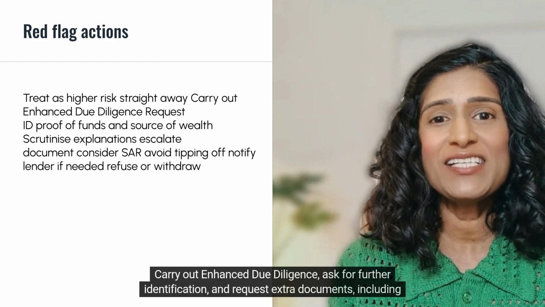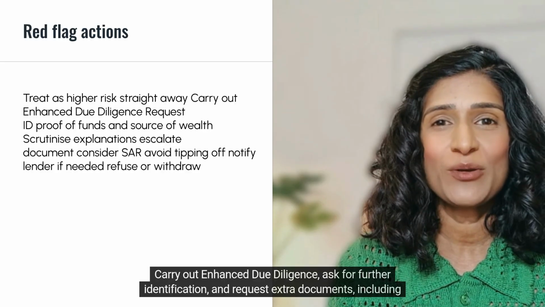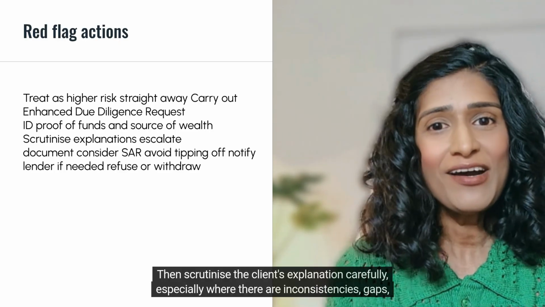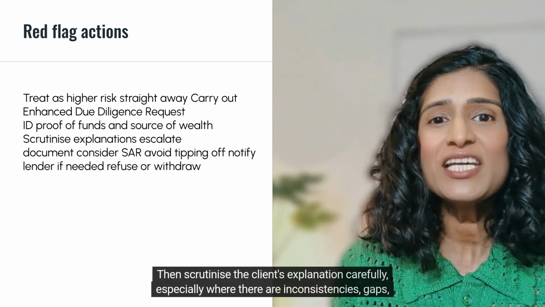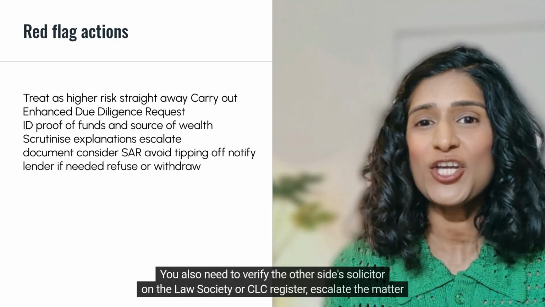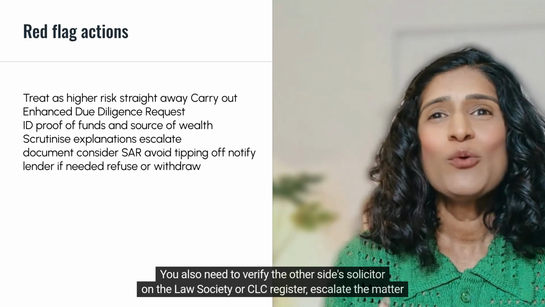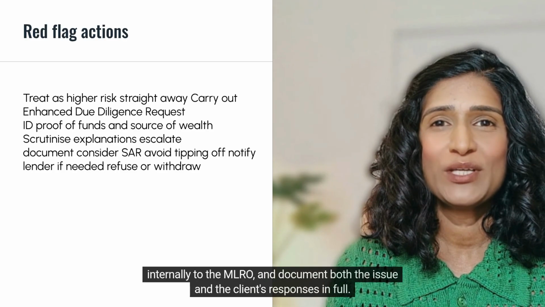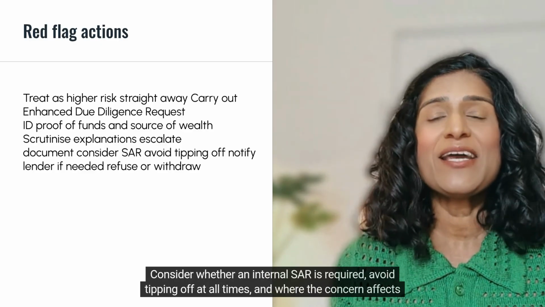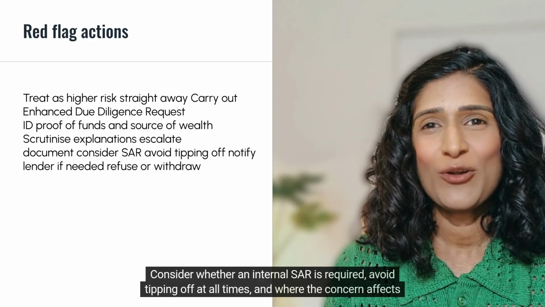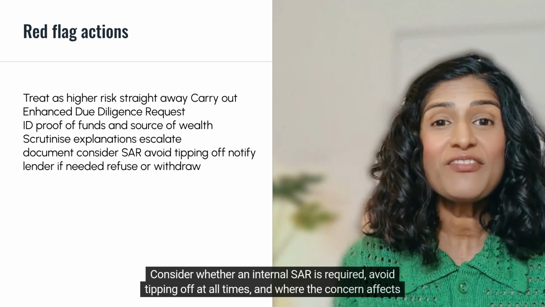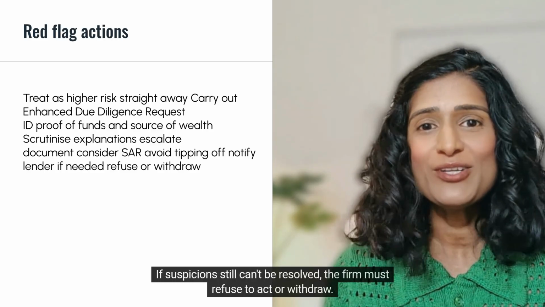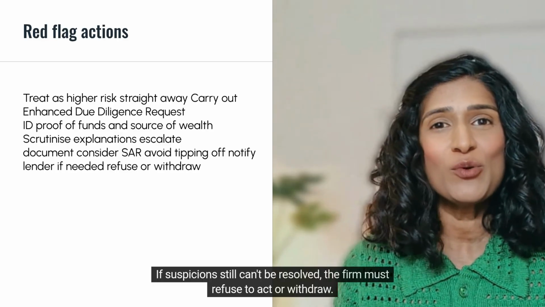Carry out enhanced due diligence, ask for further identification, and request extra documents, including proof of funds and source of wealth. Then scrutinize the client's explanation carefully, especially where there are inconsistencies, gaps, or anything that doesn't fit. You also need to verify the other side's solicitor on the Law Society or CLC register, escalate the matter internally to the MLRO, and document both the issue and the client's responses in full. Consider whether an internal SAR is required, avoid tipping off at all times, and where the concern affects the transaction, notify the mortgage lender if applicable. If suspicion still can't be resolved, the firm must refuse to act or withdraw.